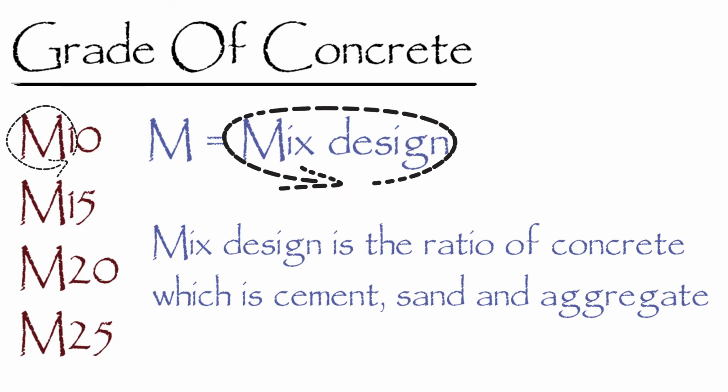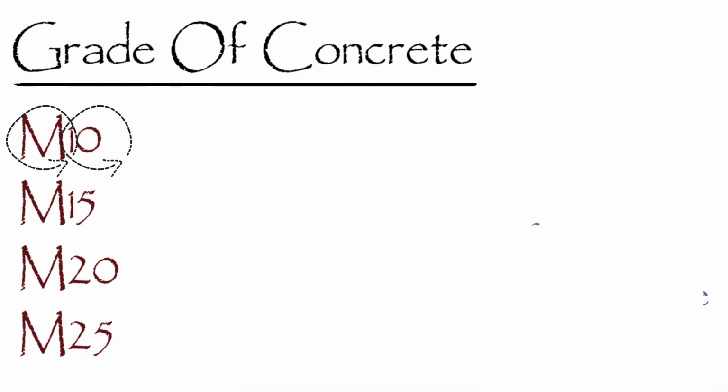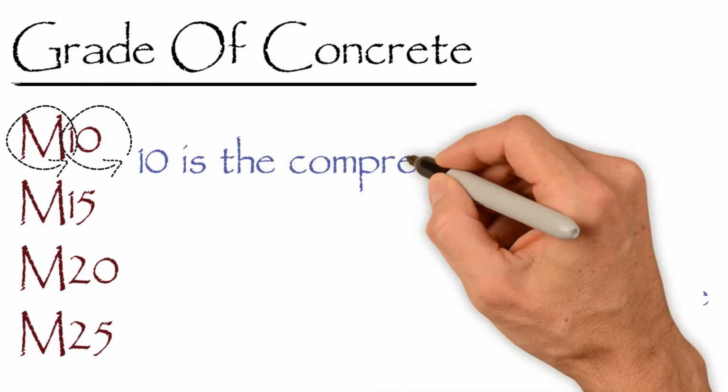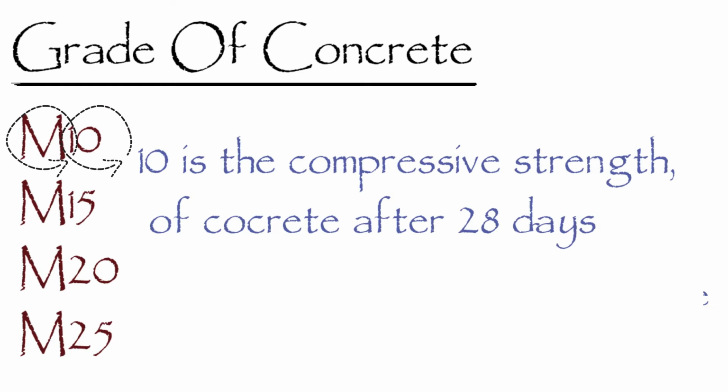Okay, now let's see what the 10 is for. So 10 is the compressive strength of concrete after 28 days, which is 10 Newton per mm square.